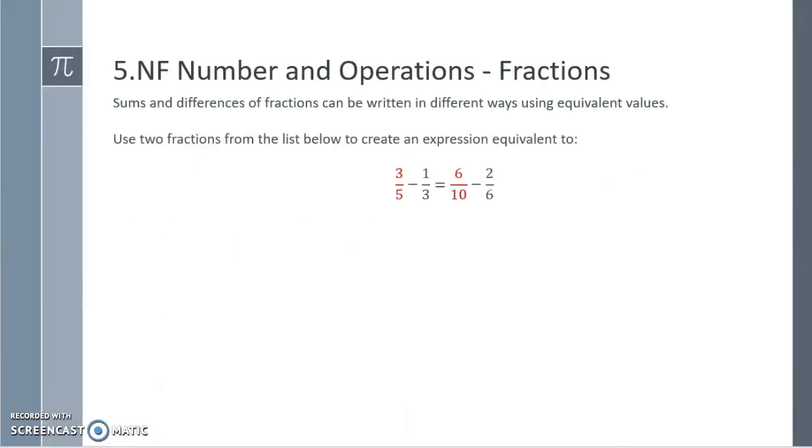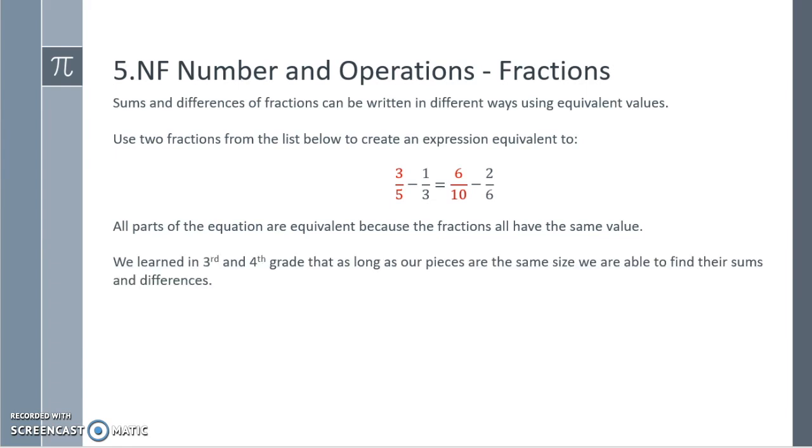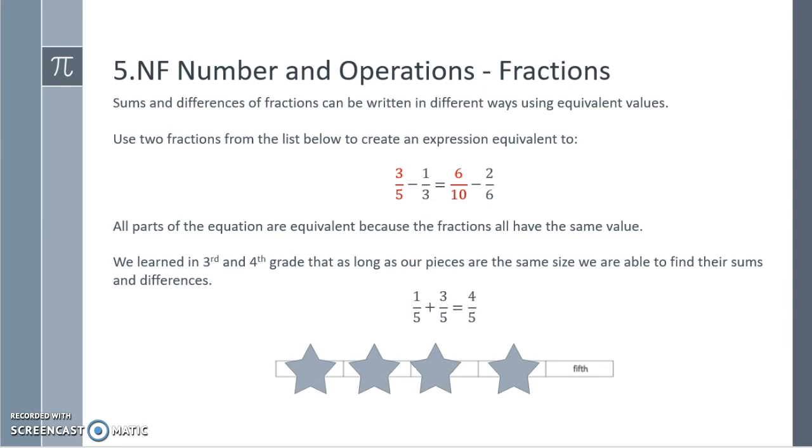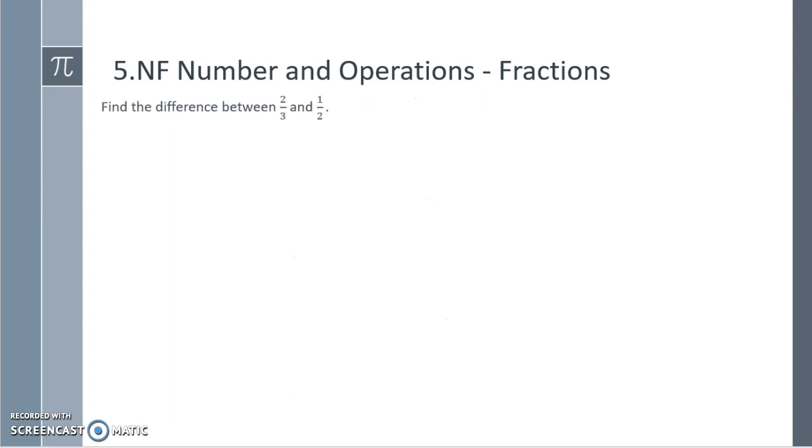So we found that 3/5 and 6/10 were equivalent, and 1/3 and 2/6 were equivalent. All parts of the equation are equivalent because the fractions all have the same value. We learned in 3rd and 4th grade that as long as our pieces are the same size, we are able to find their sums and differences. So we know that 1/5 plus 3 copies of 1/5 would give us 1/5 shaded plus 3 more copies of 1/5 for a total of 4/5.